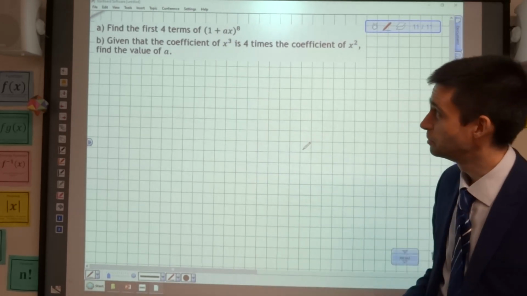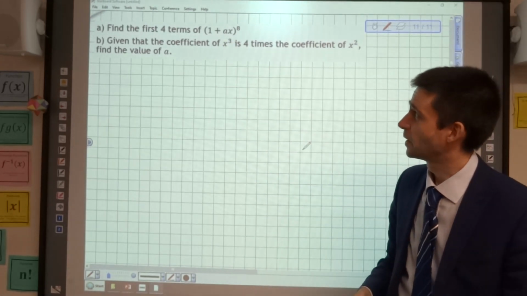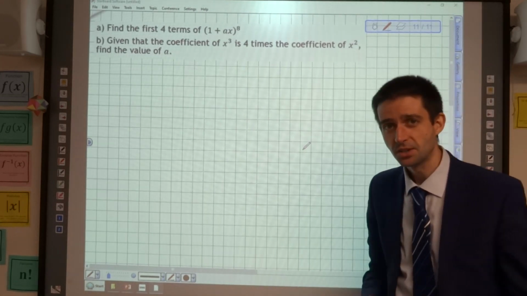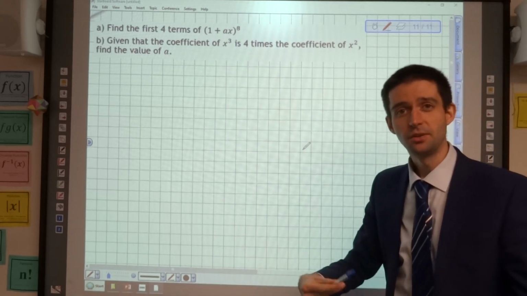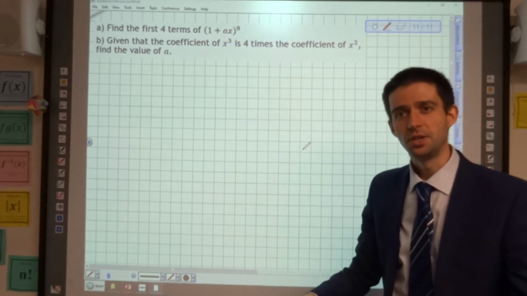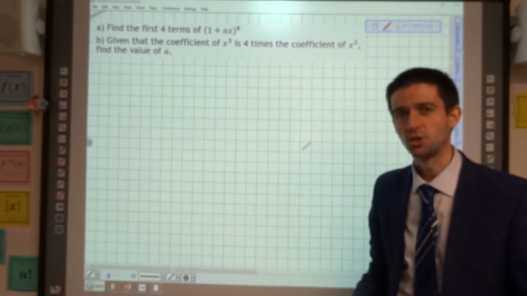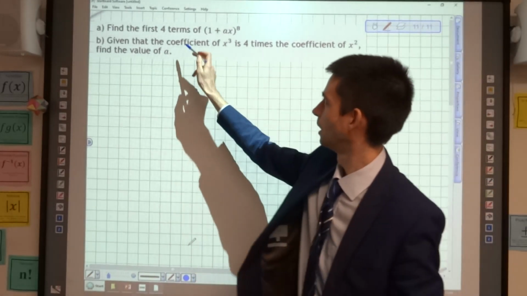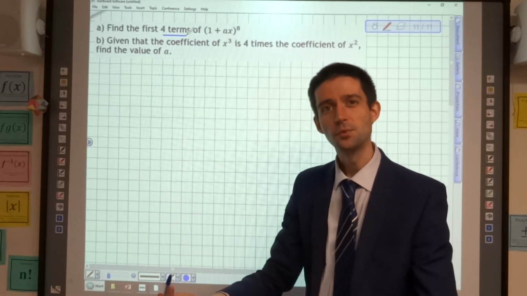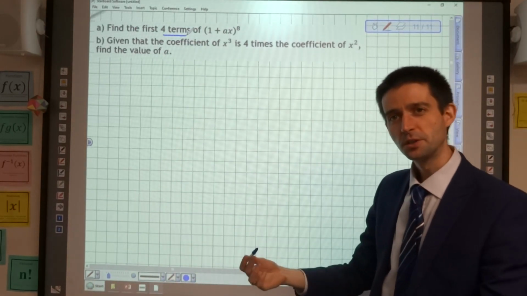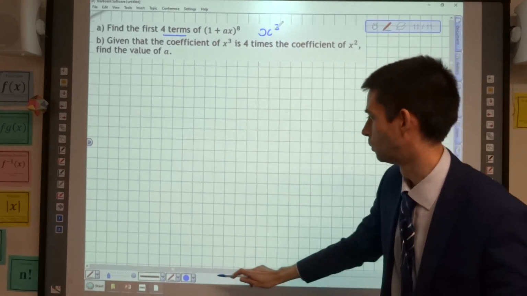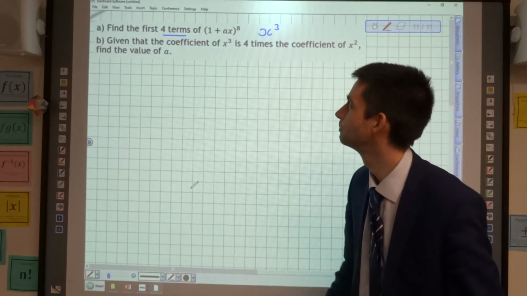Okay, so here we go. We've got a two-part question. Part A is saying find the first 4 terms of (1 + ax)^8. So we're going to treat a as if it's a number and expand using our binomial expansion as we normally would. Now, first 4 terms. Obviously you could just count until you've got 4 terms, but the first 4 terms is going to take us up to x cubed. So that's one of the 2 ways I know how to stop.